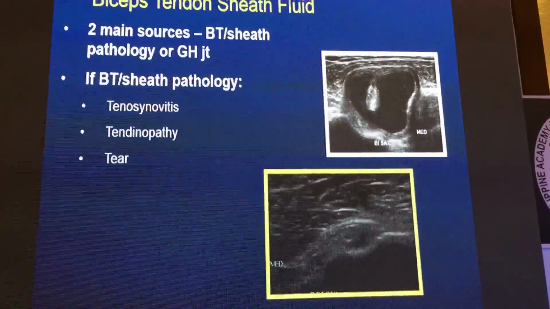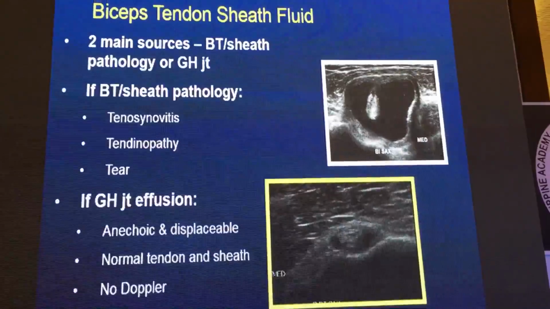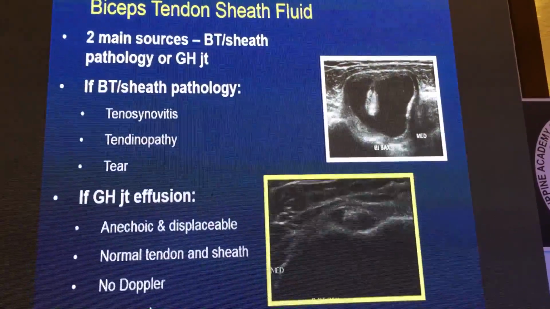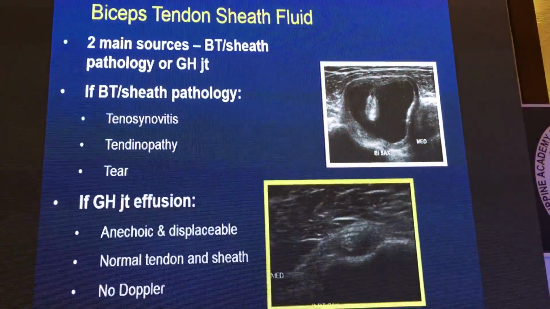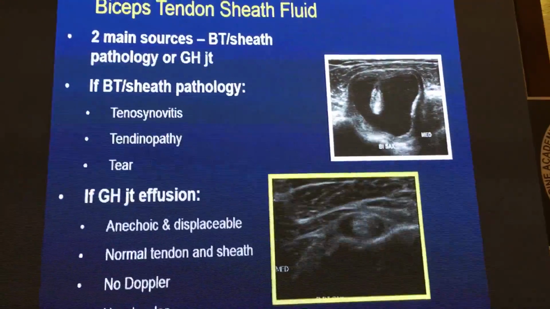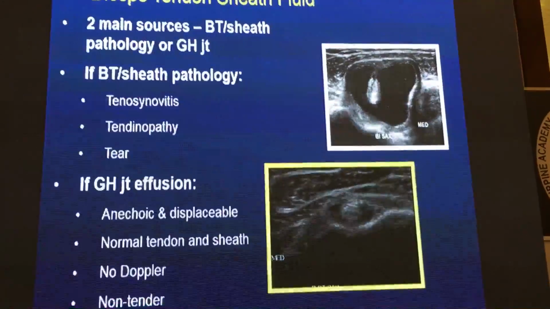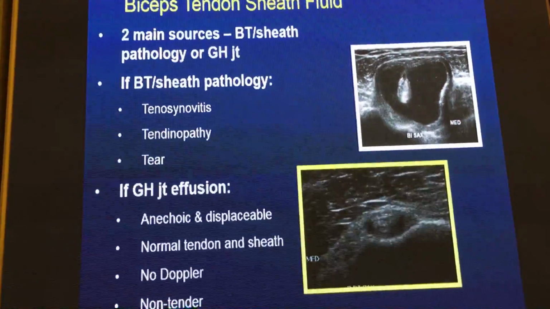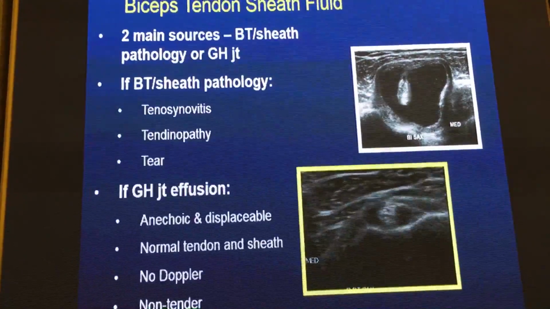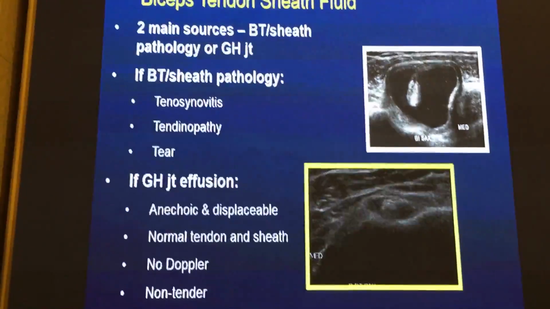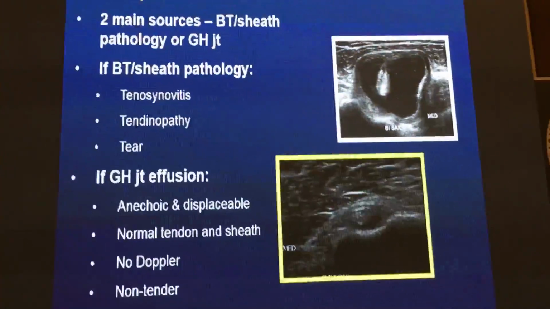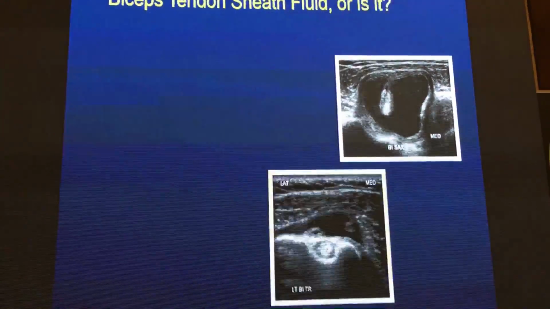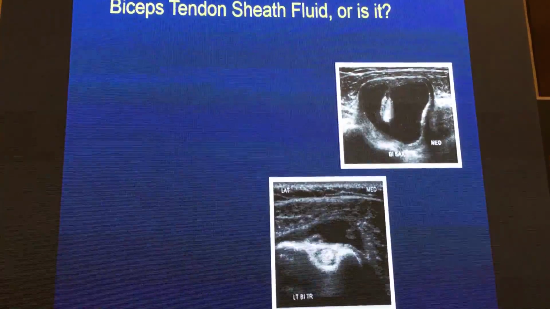But sometimes you'll look at it and the tendon looks absolutely stone cold normal. And if there is fluid around the tendon, but the tendon is normal and it's not tender in that area, then that is going to be fluid from your glenohumeral joint, because the biceps tendon sheath is a recess for your glenohumeral joint. And so if you have fluid inside of your glenohumeral joint, you will see it in the biceps tendon sheath. And so that's an important thing to remember. It is part of the glenohumeral joint.